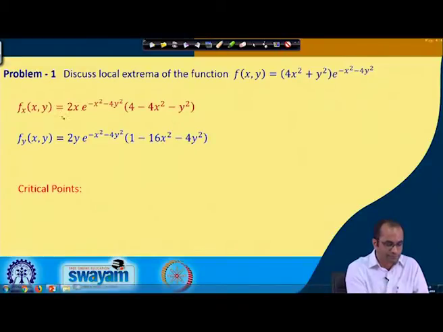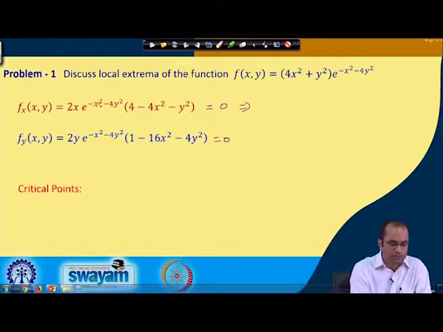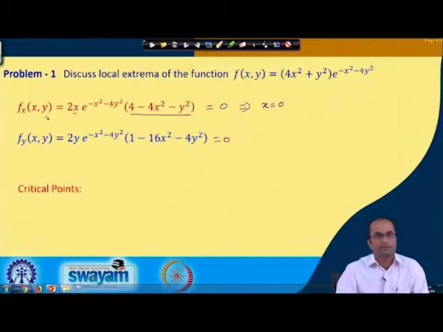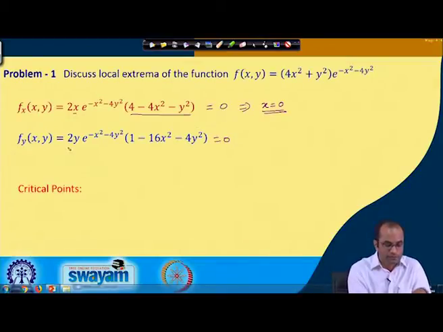If we set these equations to 0, then from the first equation, because the exponential cannot be 0, either x has to be 0 or the term in this bracket has to be 0. So, let us assume that x is 0. When x is 0, f x is equal to 0 for whatever y. So we have x equal to 0 which sets f x to 0, and now when x is 0, from here we get two possibilities to make this term 0.